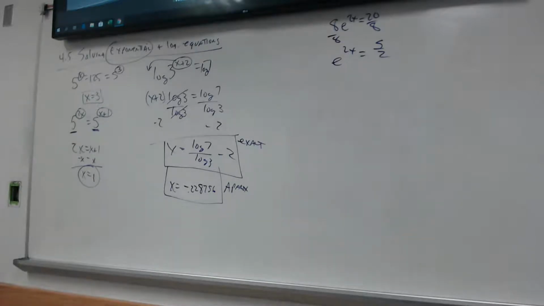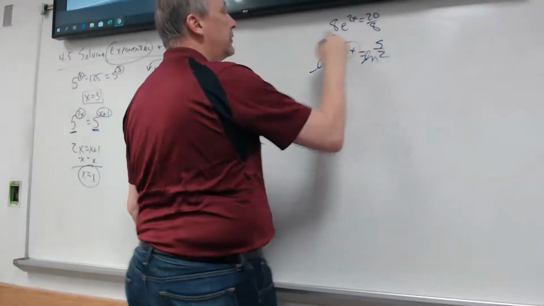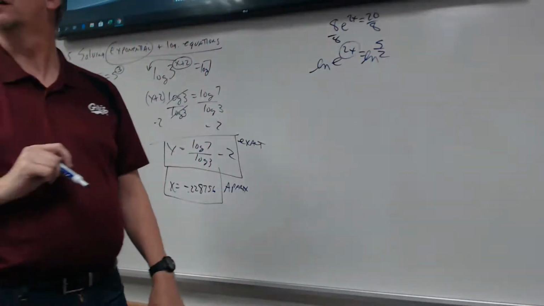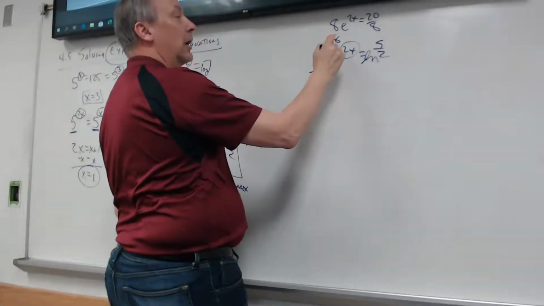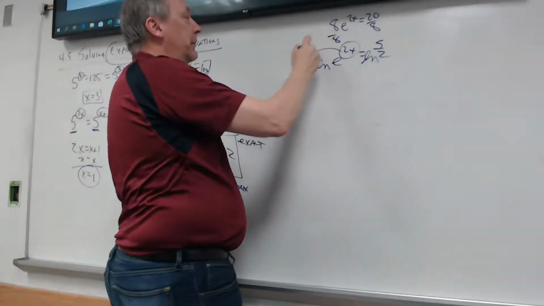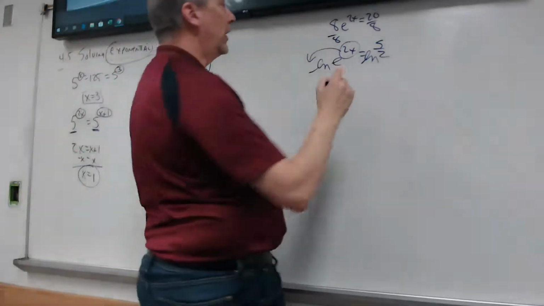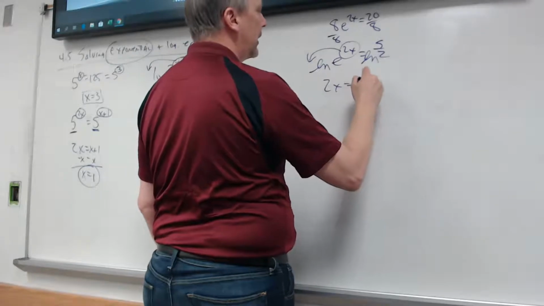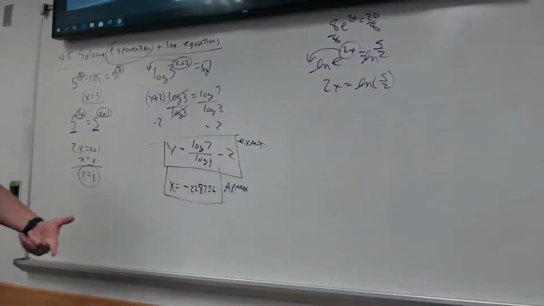So now we want to get rid of the e, and we do that how, Lauren? Natural log. We're going to take the natural log of both sides. And the 2x, what happens to that? Comes out front. The ln of e is 1, so I'm going to get 2x equals the ln of 5/2. And then now it's easy, right?